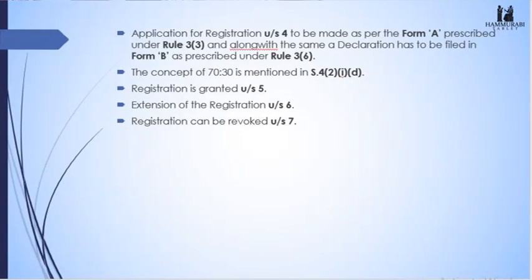Now, there are certain rules which are being prescribed in the form. Here we see the application for registration has to be made under Section 4, and it has to be made as per Form A, which has been prescribed under Rule 3, Sub Rule 3, along with a declaration to be filed in Form B as prescribed under Rule 3, Sub Rule 6. The concept of 70-30 is mentioned in Section 4. Registration is granted under Section 5. Extension of the registration is under Section 6. Registration can be revoked under Section 7.